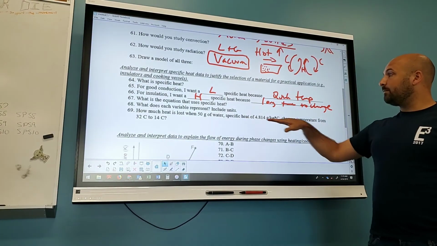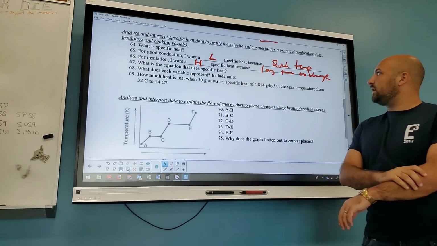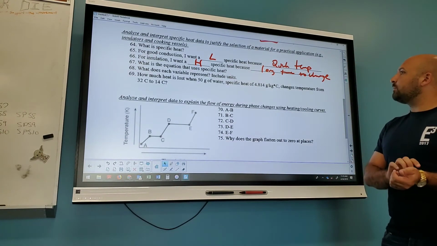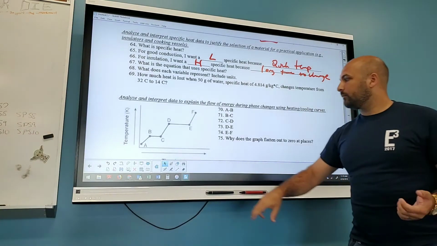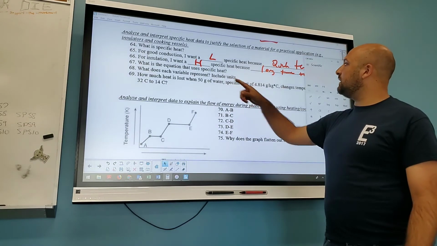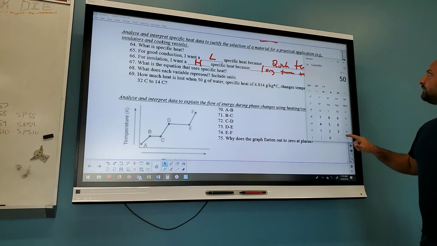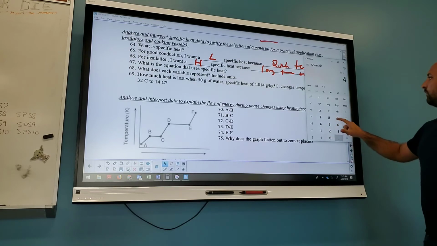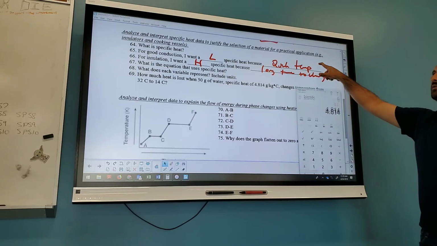Now, doing the math work here: how much heat is lost when 50 grams of water with a specific heat of 4.184 changes temperature from 32 to 14 degrees? That number's wrong. But how do we find that? Well, how much heat is lost, that's the Q, right? Is mass times specific heat, 4.184, times the change in temperature. What's the change in temperature?